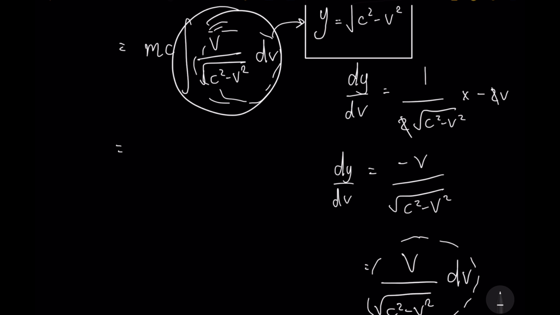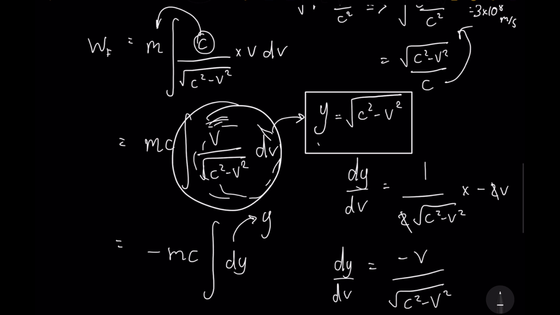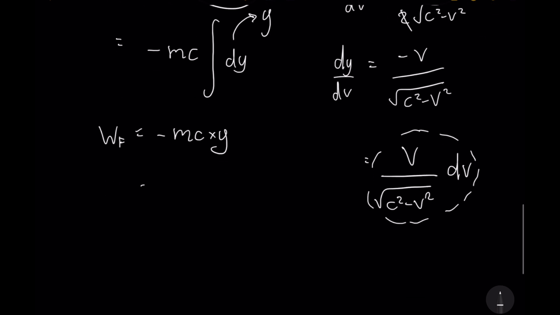So now you can rewrite this entire term as negative mc into the integral of dy, which is basically y, because you can write the integral of dy as the integral of 1 with respect to y, which is just y. So the work done by the force is negative mc into y. And as you can see, y is root of c square minus v square. If we input that, we get negative mc into root of c square minus v square. That's the work done by the force.